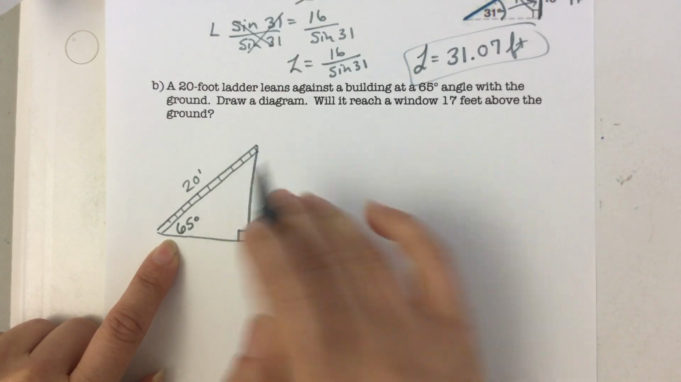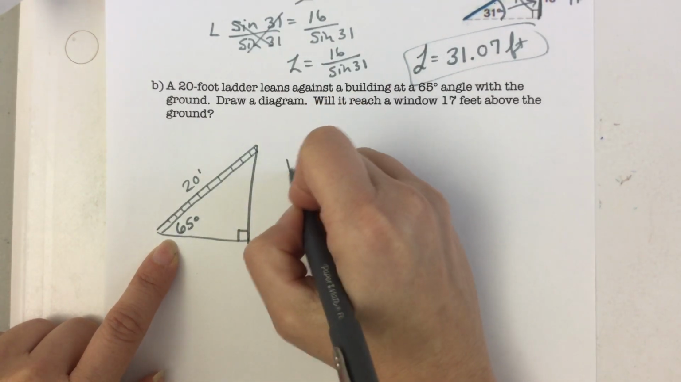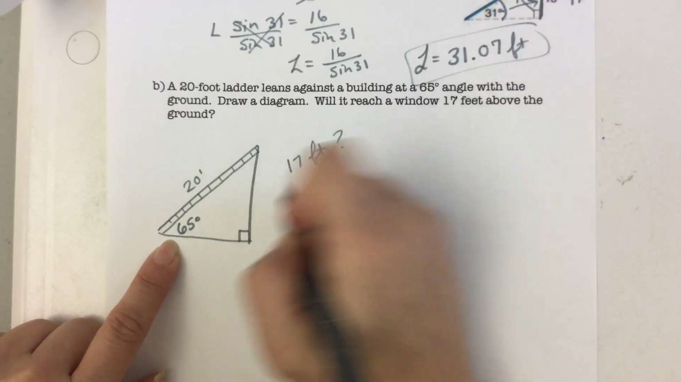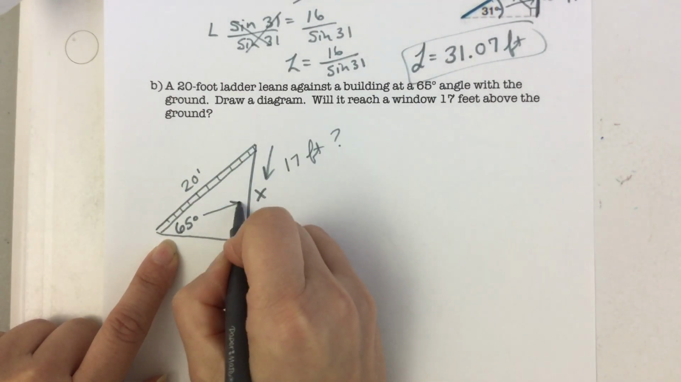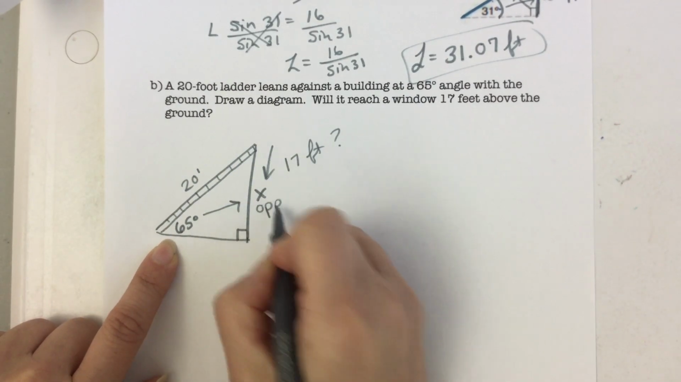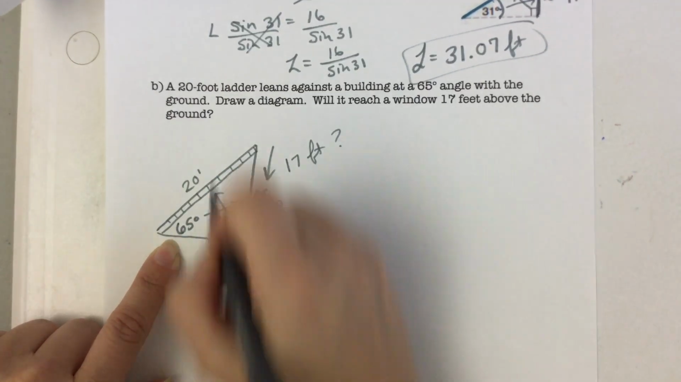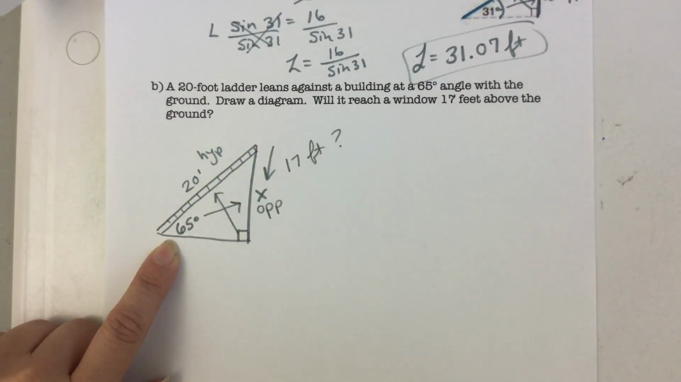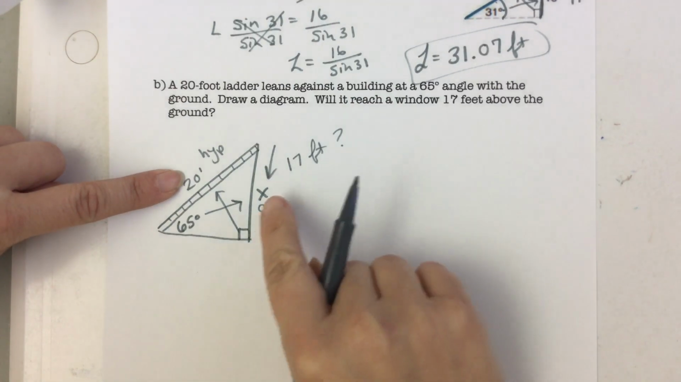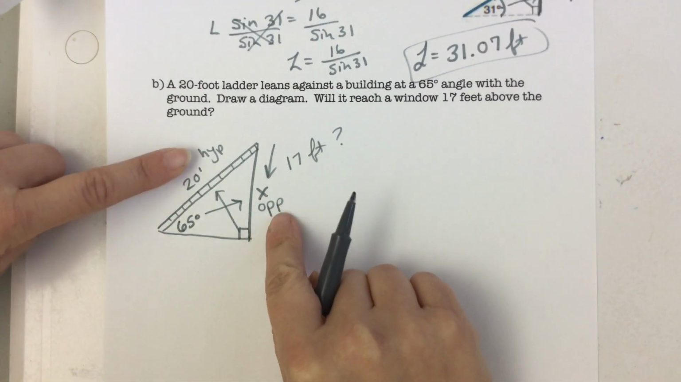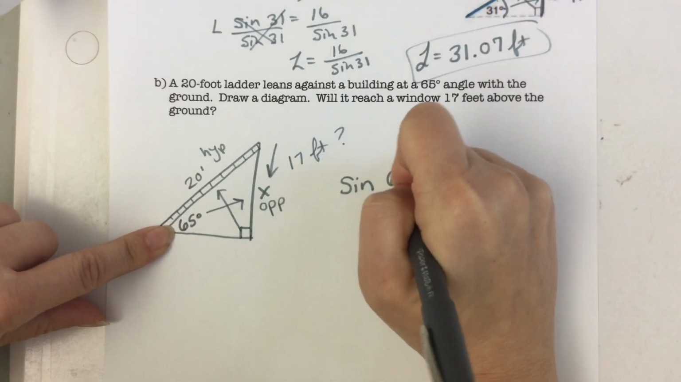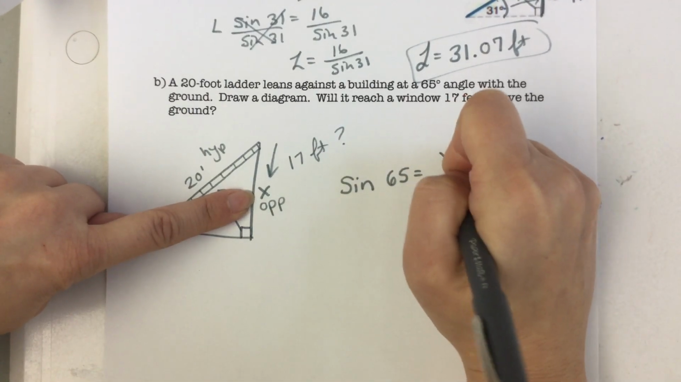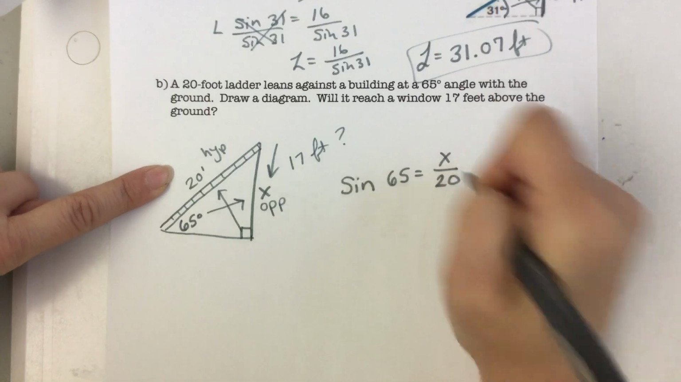Will this reach a window that is 17 feet? So what we want to know is how high will that go? Across from the 65, that is the opposite. Across from the 90, that is the hypotenuse. So I'm using the hypotenuse to solve for the opposite. Again, opposite and hypotenuse is the sine. The sine of the angle, which is 65, equals opposite over hypotenuse.